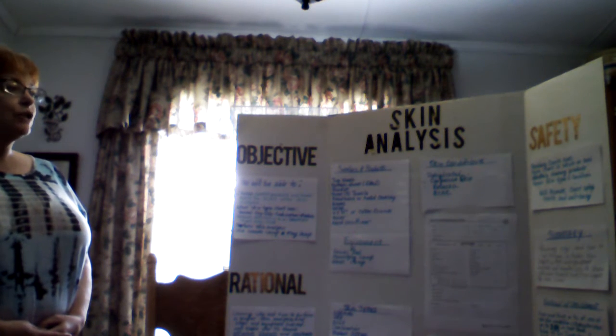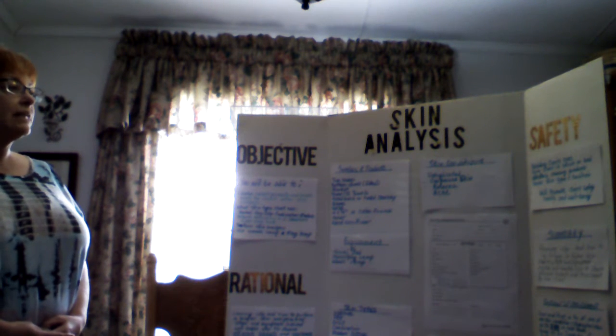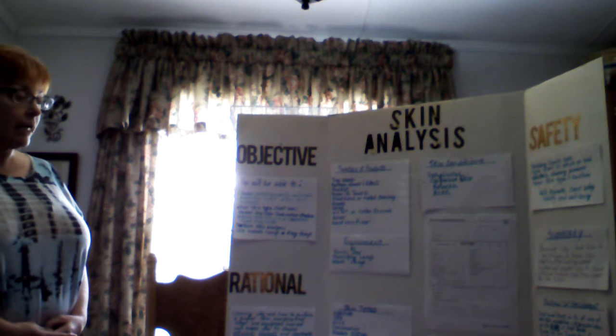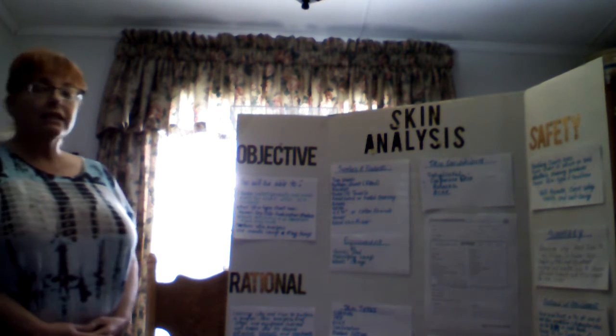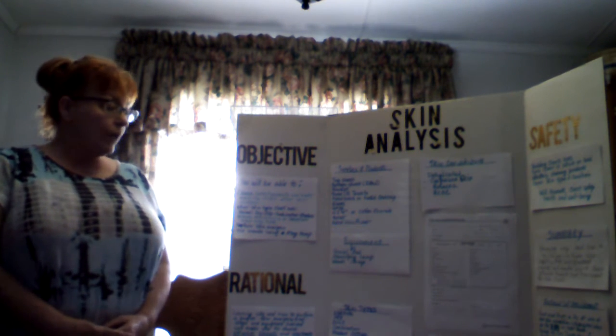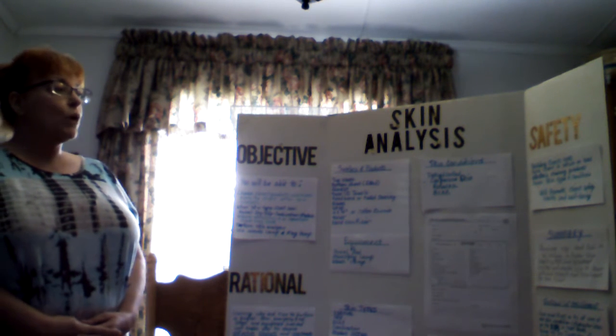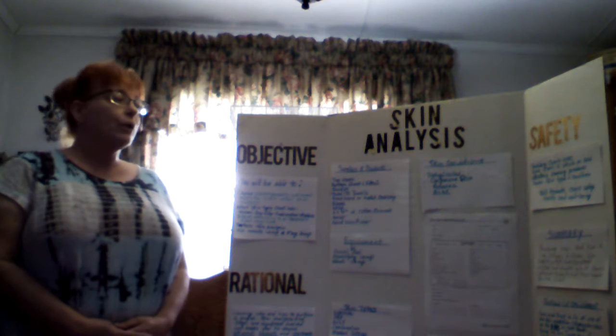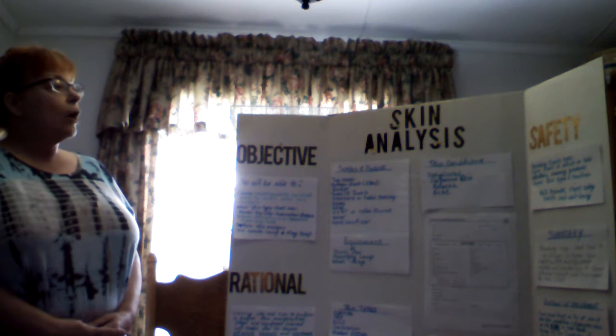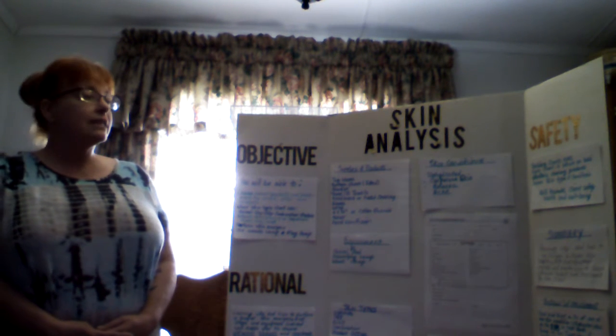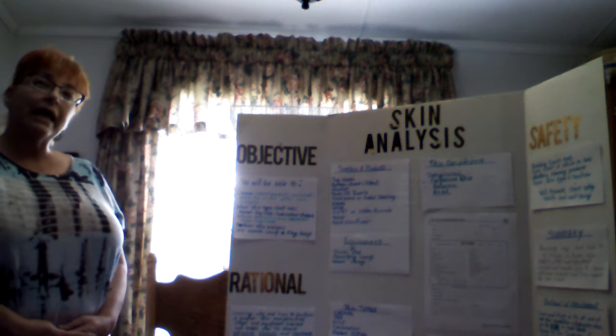You're going to learn about 2 different aspects of a skin analysis today: skin condition and skin type. There are 5 skin types. You have normal, dry, oily, combination, and mature and aging. And the 4 skin conditions that we are going to talk about today are dehydrated skin, couperose skin, rosacea, and acneic skin.